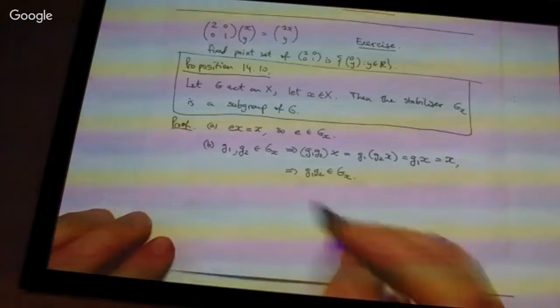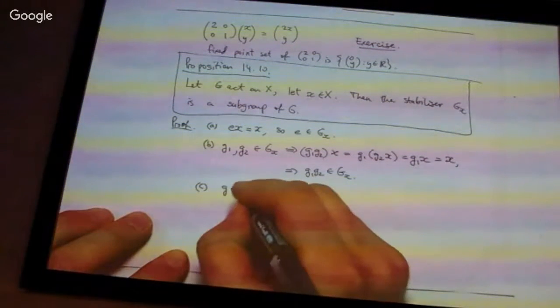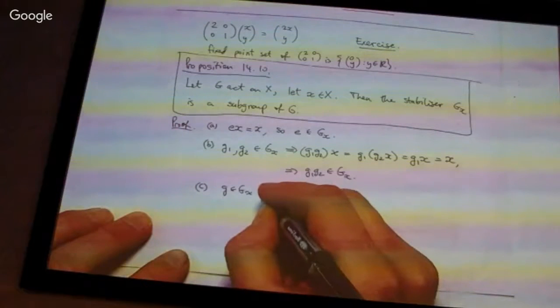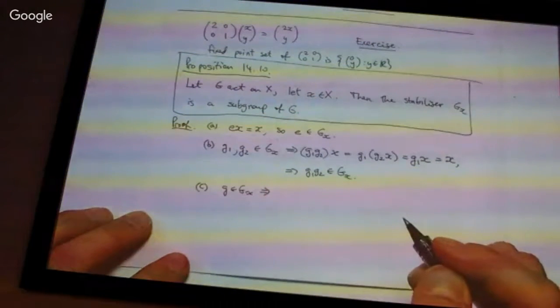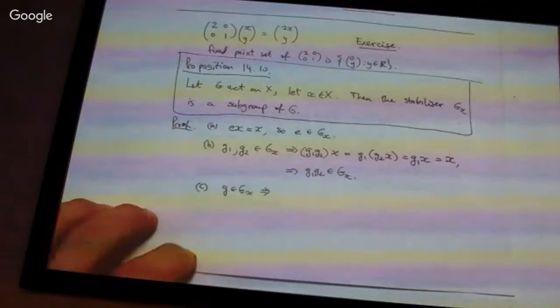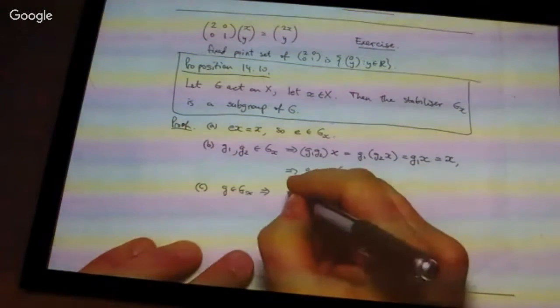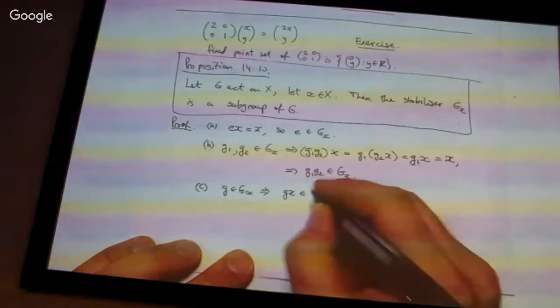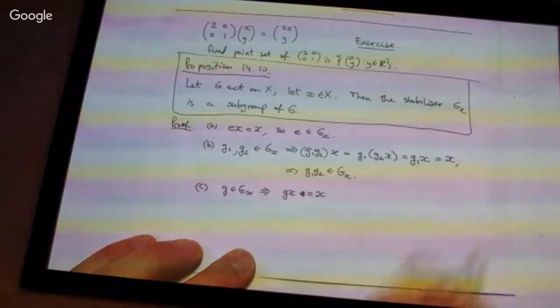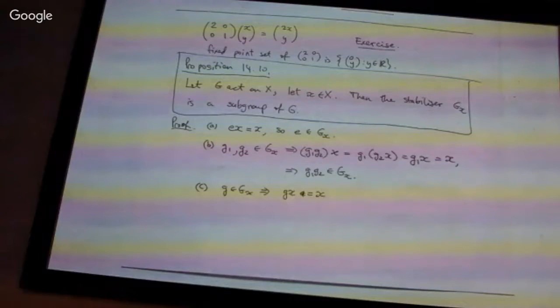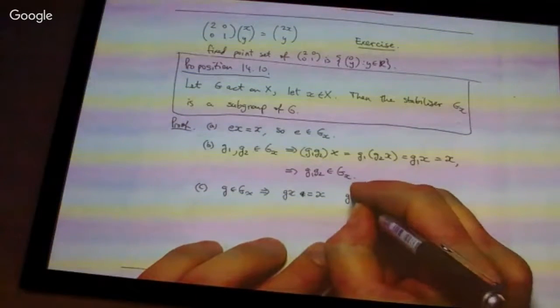Okay, and then the inverse. So if g is in the stabilizer, okay, there was a note which said that we should prove this as an exercise. So this means that gx is x. Okay, how do you prove that? So what is g inverse?